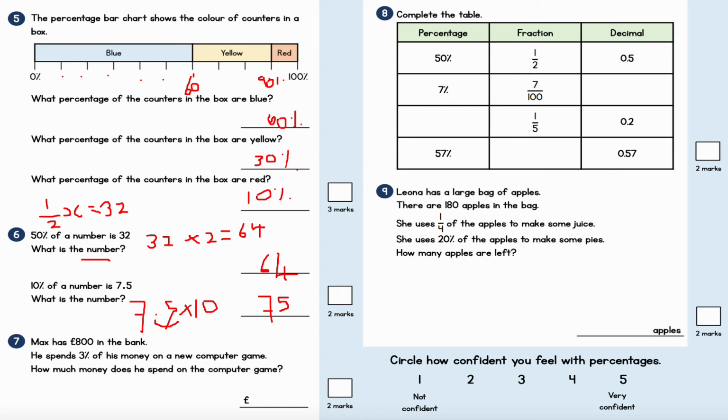Okay, this is question number 7. Max has £800 in the bank. He spends 3% of his money on a new computer game. How much money does he spend on the computer game?